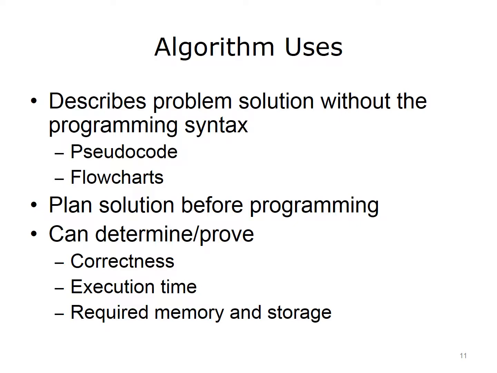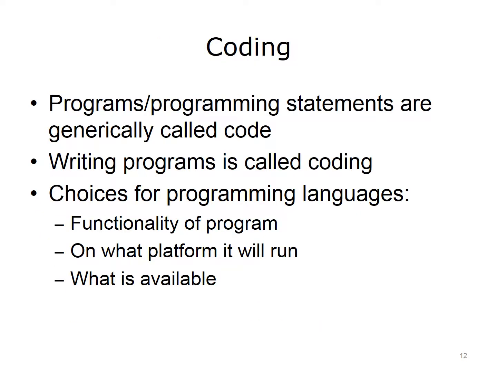Often, there are alternative algorithms that could be applied for a given problem, and some of them perform better than others. After a programmer has chosen an algorithm, programming can begin. Programs and programming statements are also referred to as code, which is short for computer code. Writing programs is therefore referred to as coding. There are many different programming languages available. Programmers must select one to use.